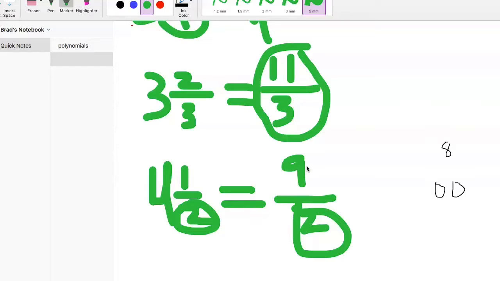So hopefully that helps you out with the difference between mixed and improper numbers and how to calculate them.